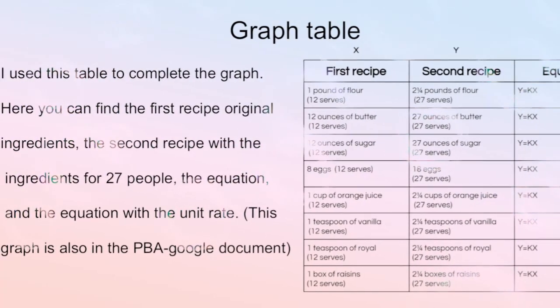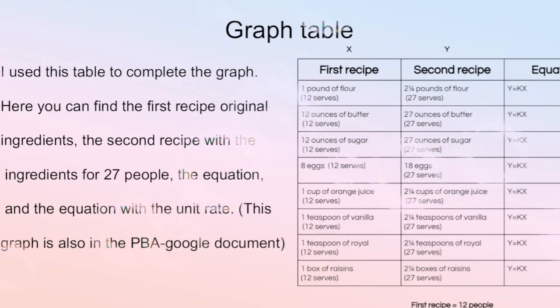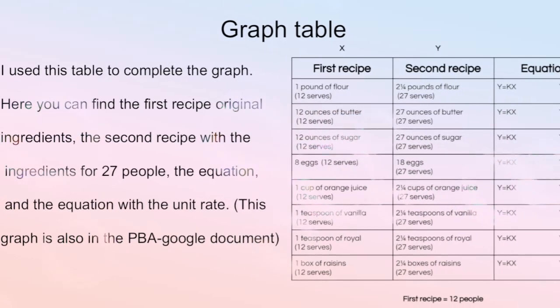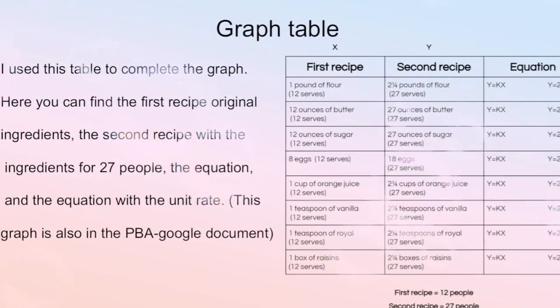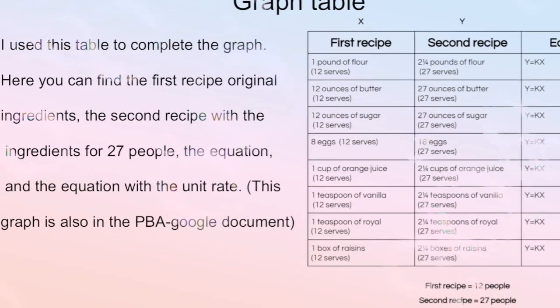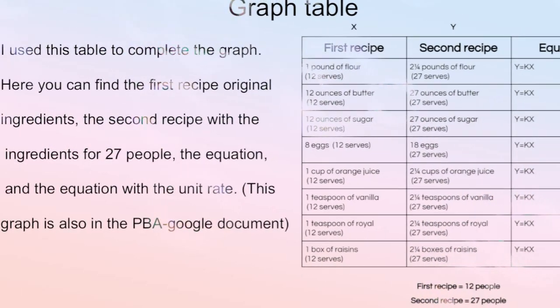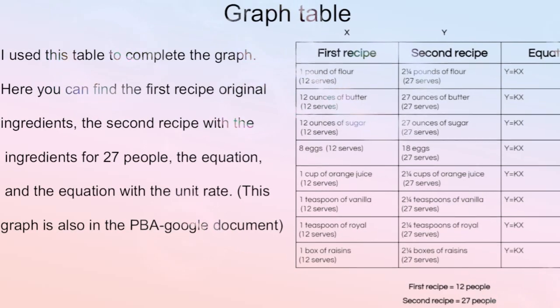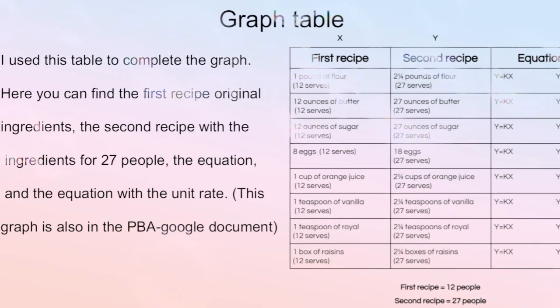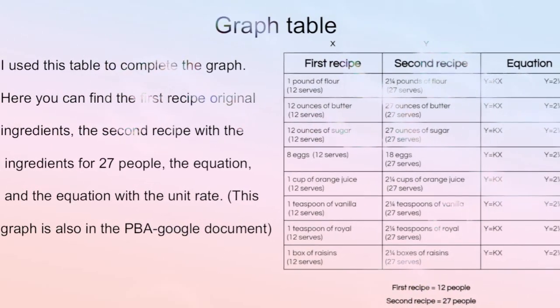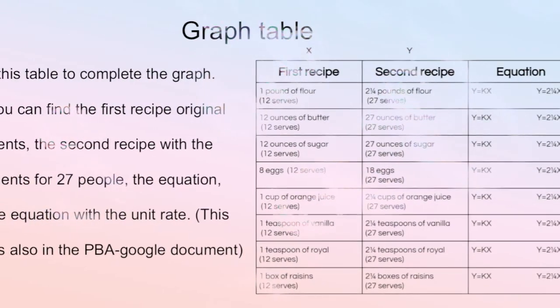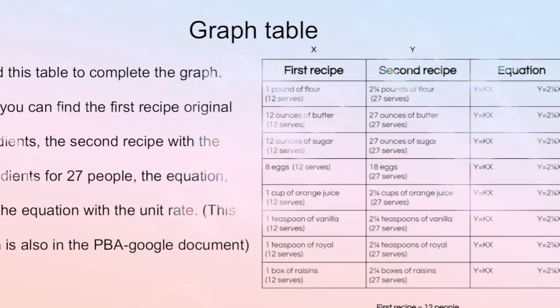Graph table. I used this table to complete the graph. Here you can find the first recipe original ingredients, the second recipe with the ingredients for 27 people, the equation, and the equation with the unit rate. This graph is also in the PVA Google document.